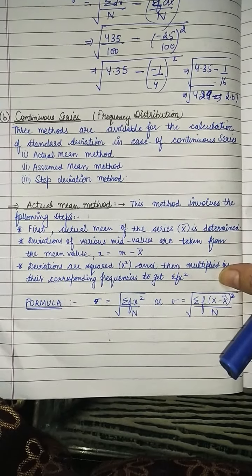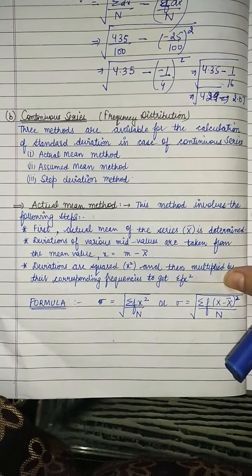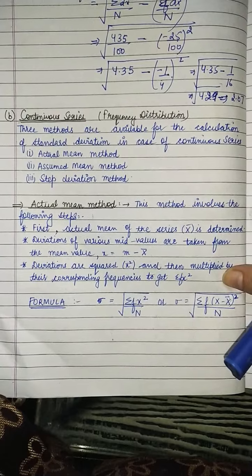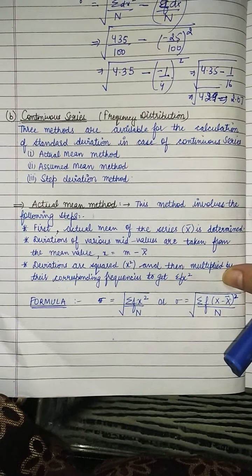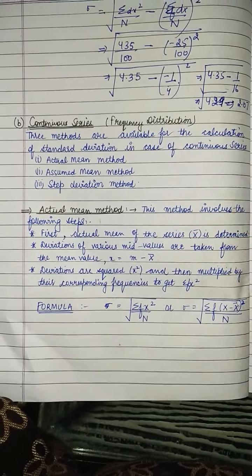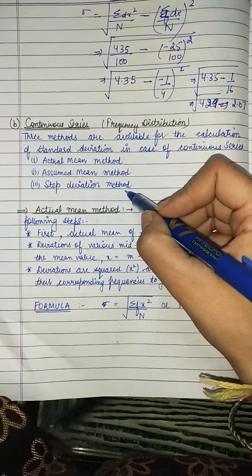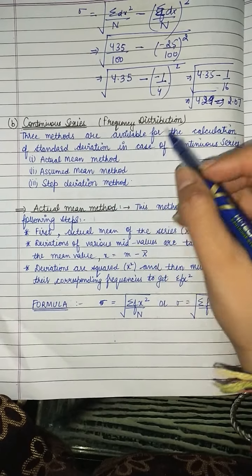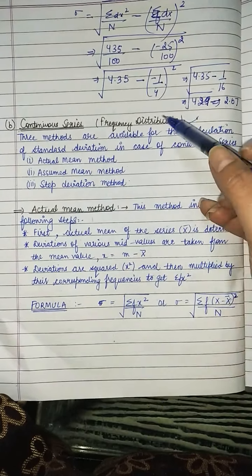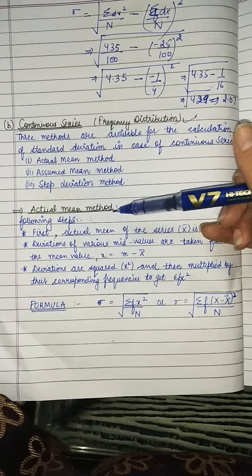Dear students, let us proceed with the next method of group data, that is the case of continuous series. We have three methods in case of continuous series: actual mean method, assumed mean method, and step deviation method. Another name for continuous series is frequency distribution. So we proceed with the first method, that is the actual mean method.